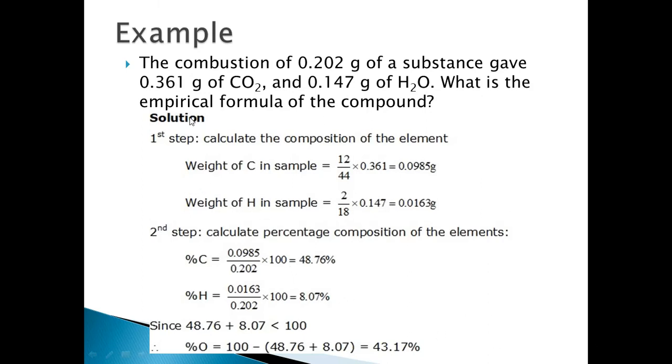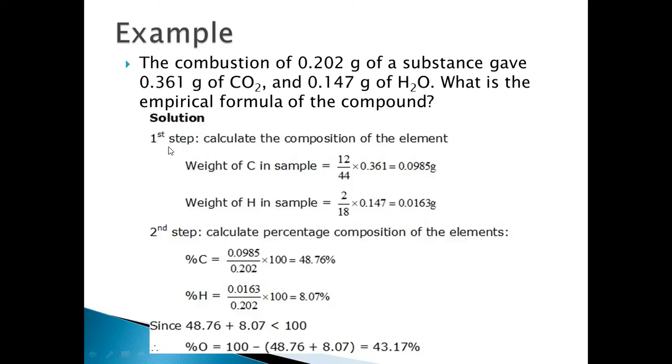For example, we have this given example. We are given that the combustion of 0.202 gram of a substance gave 0.361 gram of carbon dioxide and 0.147 gram of water. What is the empirical formula of the compound? The solution is given here.